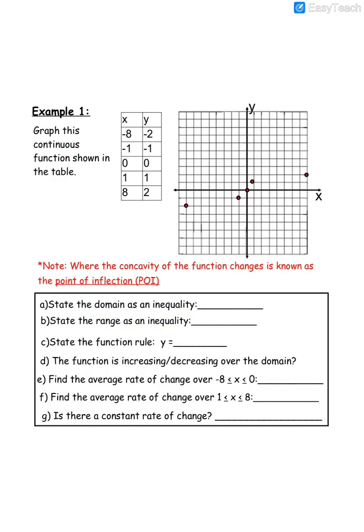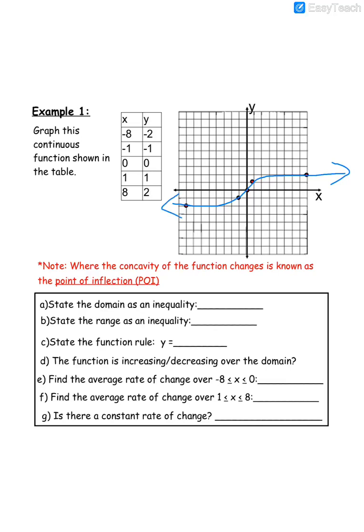Okay, let's move on to the next slide. We're going to graph this continuous function shown in the table. I actually graphed the points for you. They're on your paper. Negative 8, negative 2 is left 8 down 2. Negative 1, here. 0, 0 is at the origin. 1, 1 is right 1 up 1. 8, 2 is right 8 up 2. So if I'm going to connect them, I'm going to put some arrows on them.